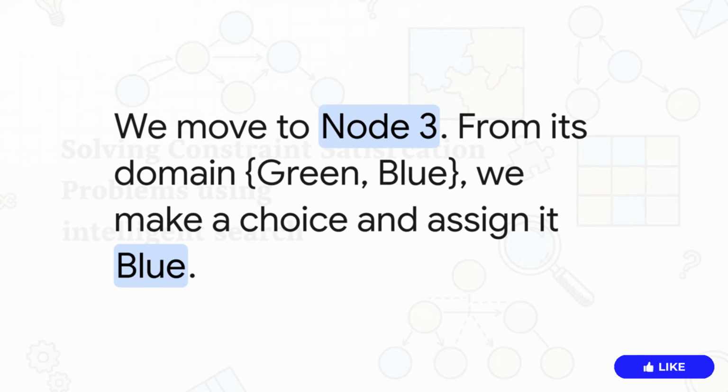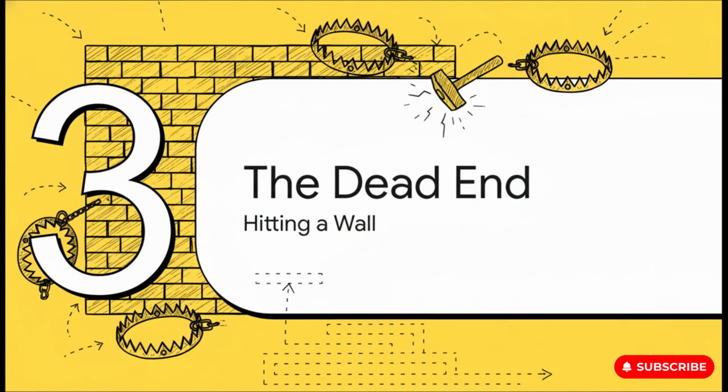Let's focus on node 3. Its only neighbor with a color right now is node 1, which is red. So that means its domain is still green-blue. We've got a choice. Let's just pick one and assign it blue. Seems fine, right? What could possibly go wrong? Well, as it turns out, that last seemingly innocent choice has led us right into a trap. Our nice, straightforward, step-by-step process is about to slam into a brick wall.